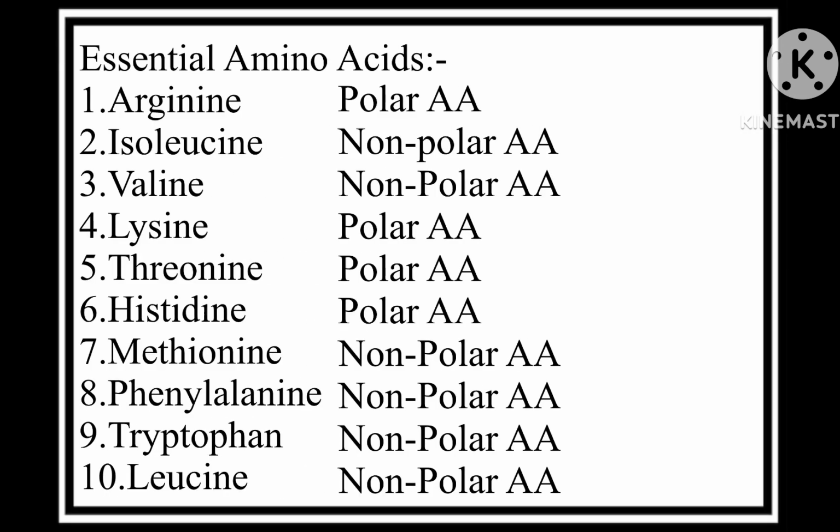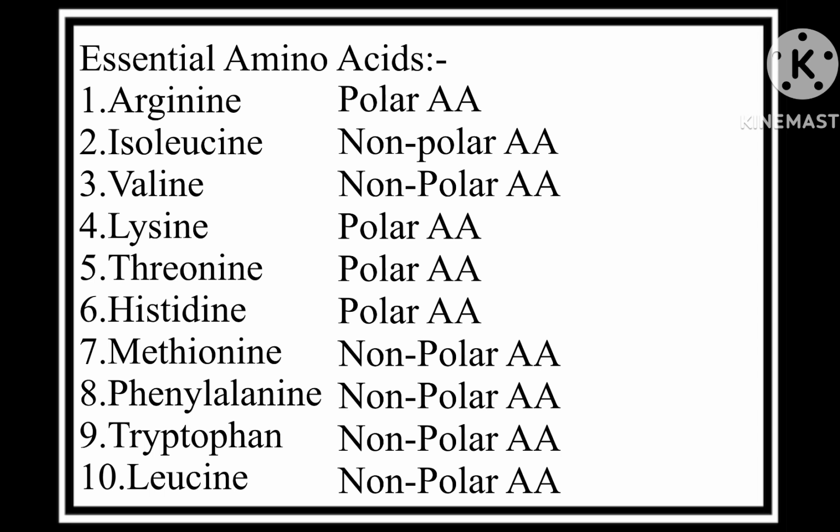Approximately 300 amino acids are known to exist, but out of these only 20 types of amino acids help in protein synthesis. That is why they are called proteinaceous amino acids. We have 10 essential amino acids and 10 non-essential amino acids. Essential amino acids are those which we take from the diet, which we can't prepare in our body by ourselves. The names are arginine, isoleucine, valine, lysine, threonine, histidine, methionine, phenylalanine, tryptophan, and leucine.